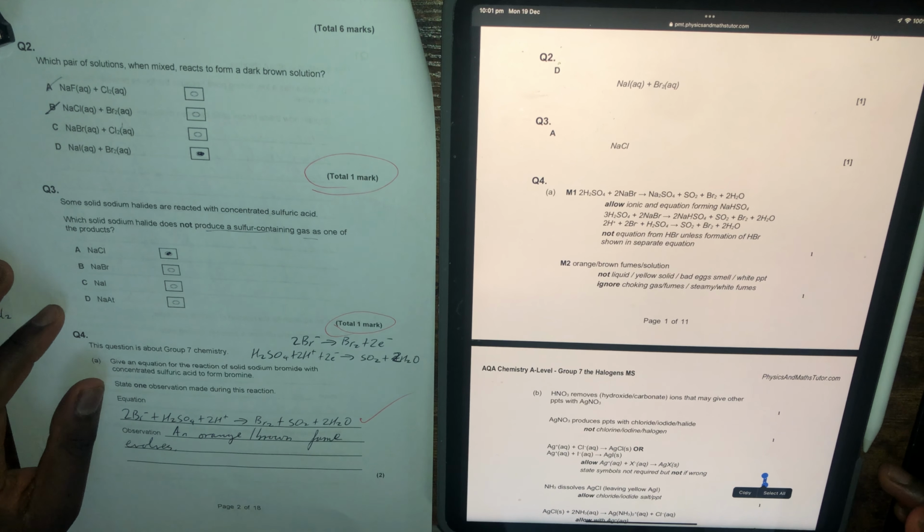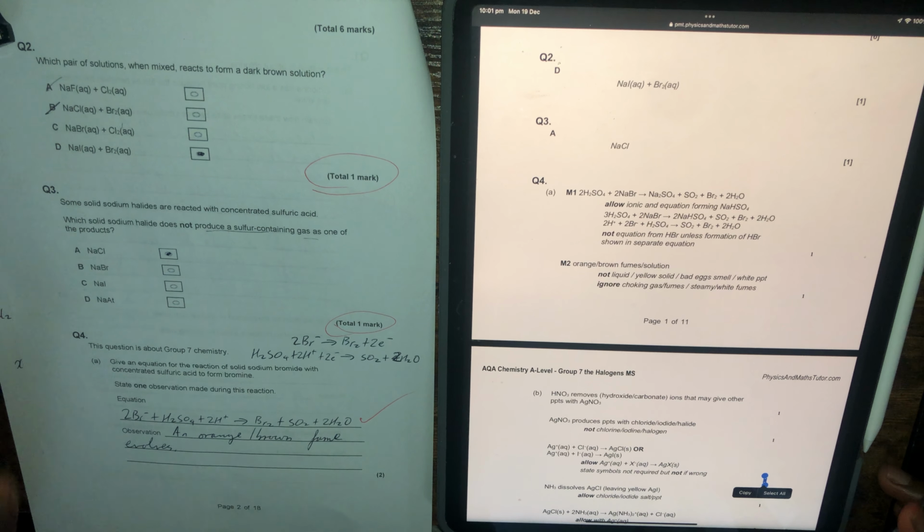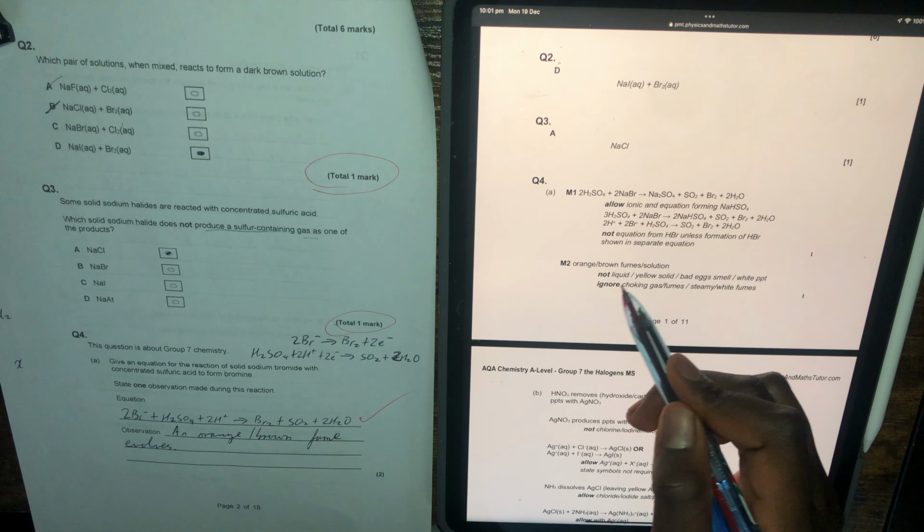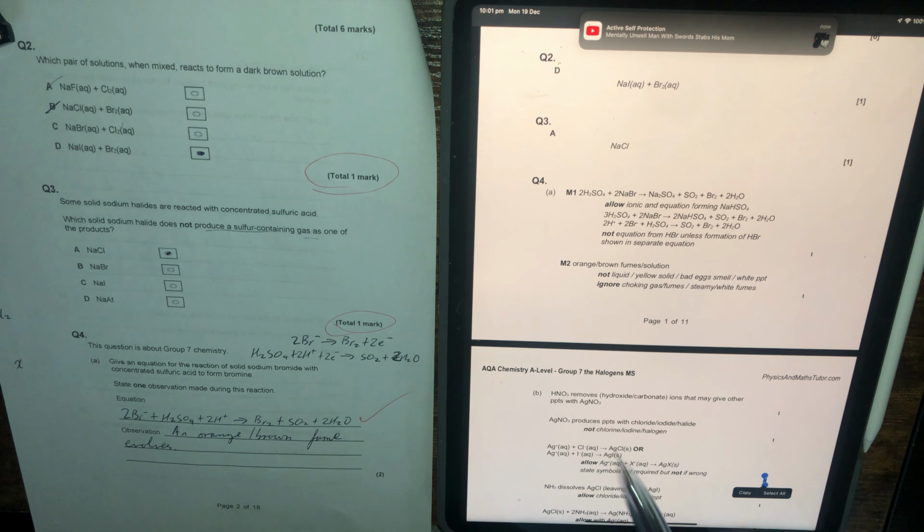And then you said you're forming an orange brown fume. Actually, I like that answer there: orange slash brown fume slash solution. I've said fume, but they allow either fume or solution, because technically bromine is half gas, half liquid. So they allow orange brown fume, or you can even say solution if you wanted to. Either way, 2 marks there.